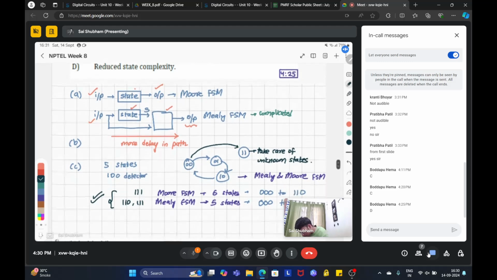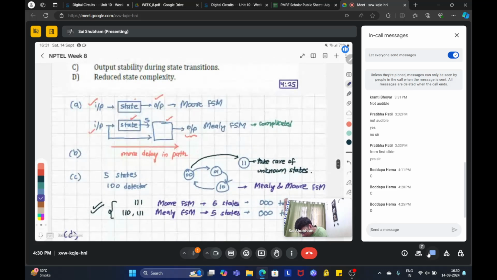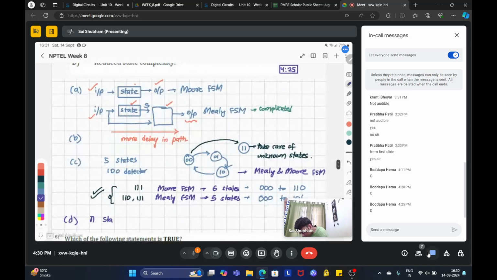Reduced state complexity. So that can be the answer. Like instead of having n states of Moore, we have n minus 1 states. Fine. So option D.